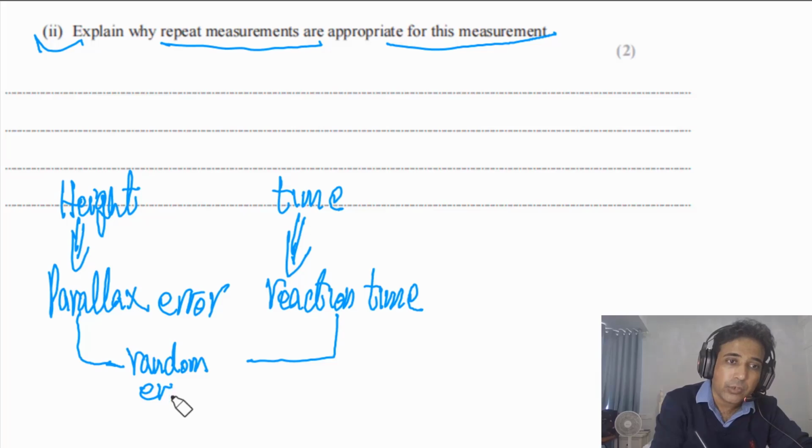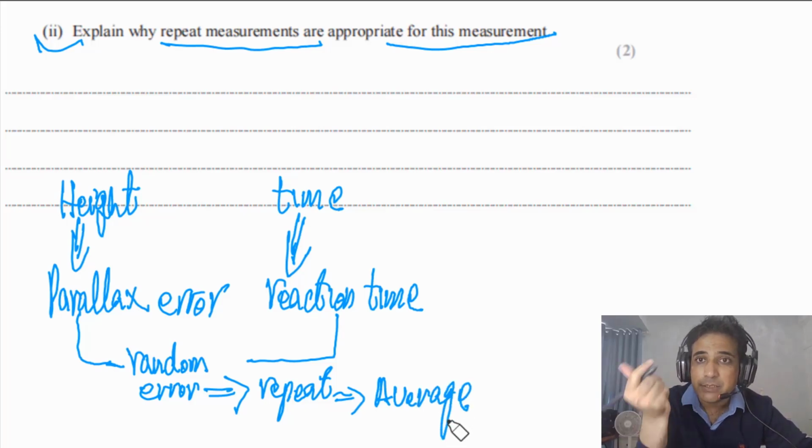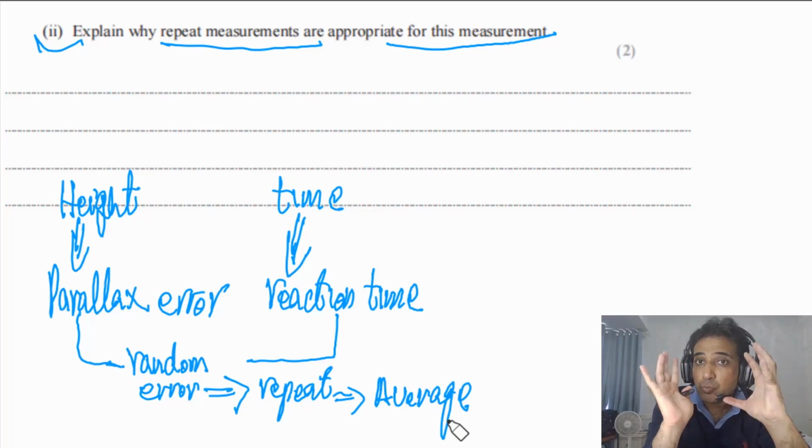Now the question is how we can minimize this random error. To minimize random error, as we mentioned before, we can repeat and calculate the average. By calculating the average value, we can minimize random error, but systematic error cannot be minimized. So in this case, we are taking more than one reading. So there is random error due to parallax error and also due to reaction time.